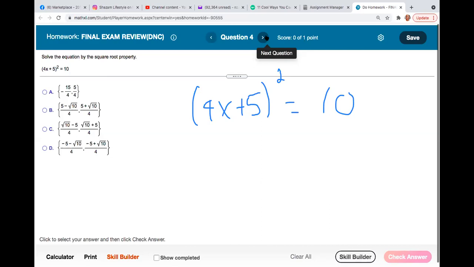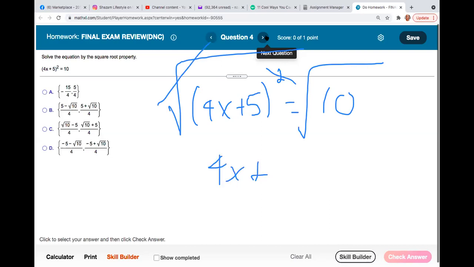So the first step, of course, is to isolate the square term, and it's already isolated. So the next step is to go ahead and take the square root of both sides to eliminate the square. So the power cancels out the square root, leaving you with 4x plus 5. Now, additionally, you have to remember whenever you take the square root of both sides, you're going to get a compound solution, plus or minus the square root of 10.